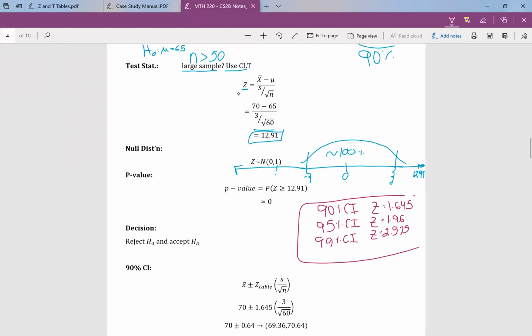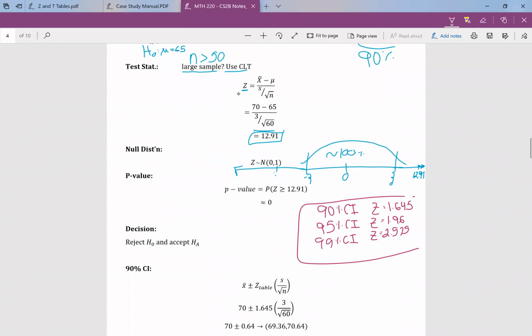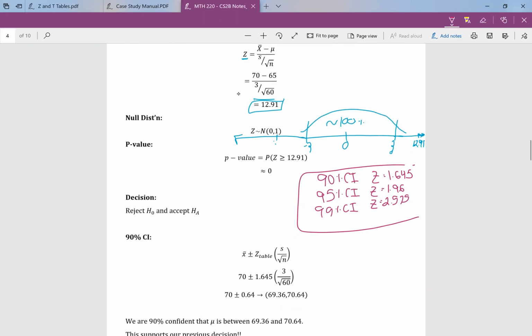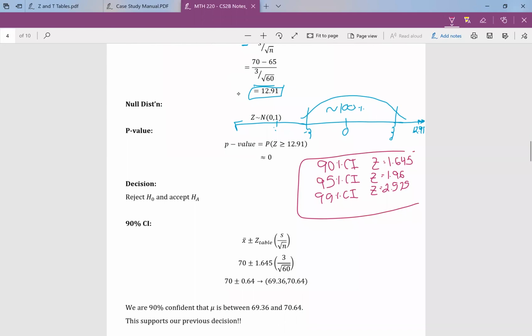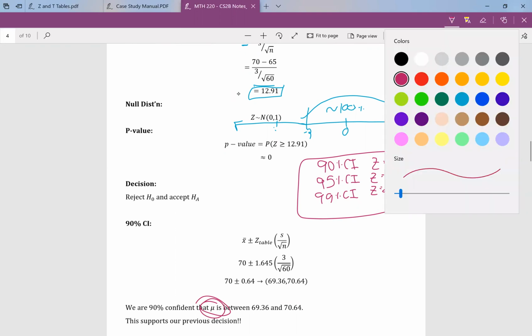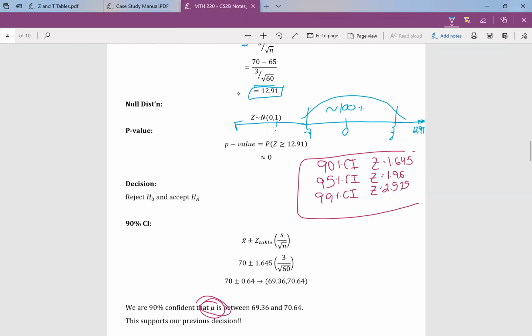Okay, and when you do that, you should get 69.36 to 70.64. Okay, we always want to make sure we interpret our confidence interval. We are 90% confident that mu is between 69.36 and 70.64. Just remember that whenever you do interpret confidence intervals, I don't want to see any symbols or any statistical jargon or words, okay? You want to put it in terms of the problem.